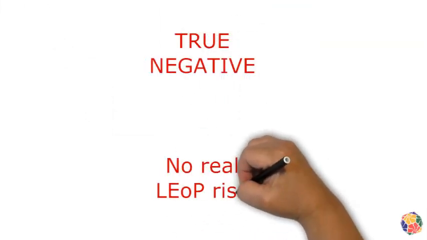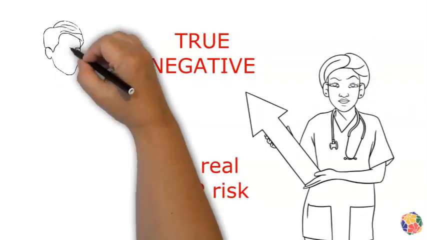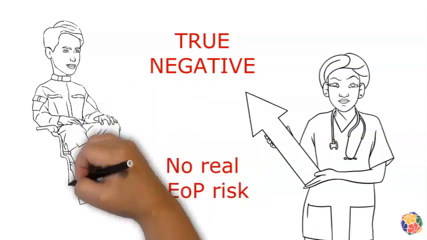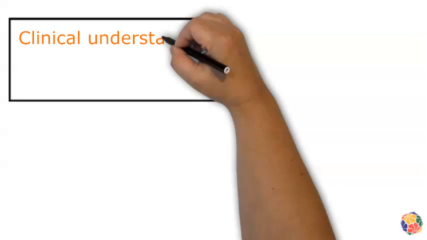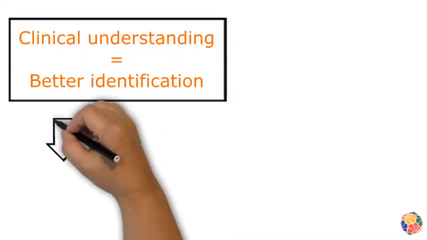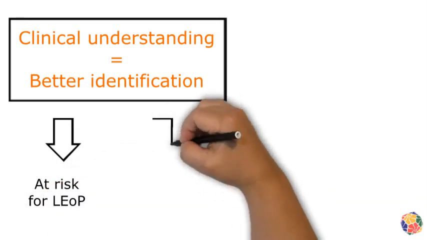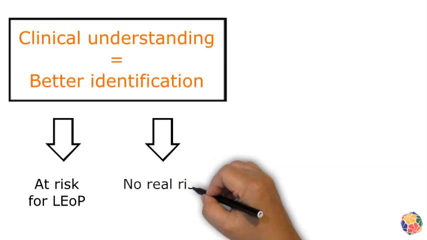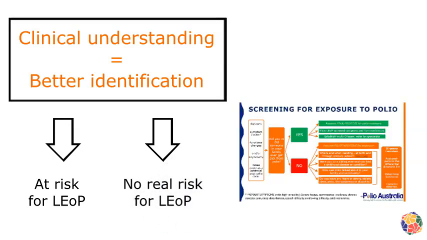If a person's responses suggest the no is a true negative, then the person probably has no real risk of developing post-polio conditions. As you can see, clinical understanding about polio, post-polio conditions, and the polio-exposed population is a key part of identifying those exposed to polio and at risk for developing these conditions. With awareness and understanding, clinicians can follow the screening process just described. We have outlined it for clinicians on a PDF titled Screening for Exposure to Polio, which can be found on our website.